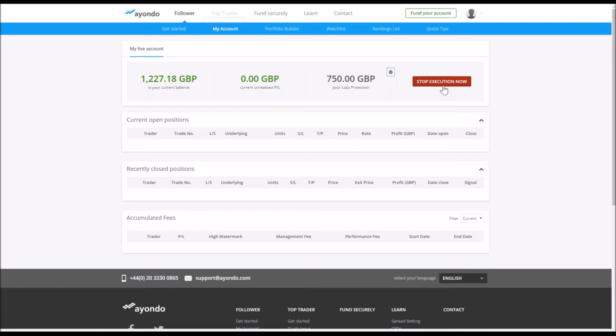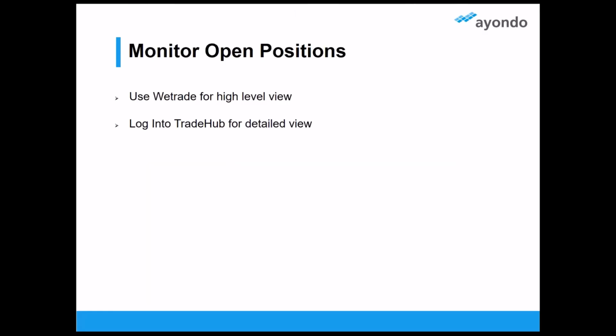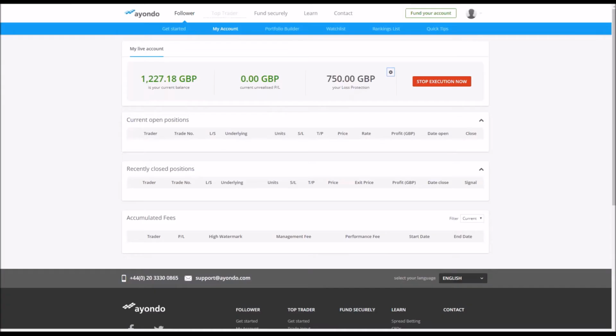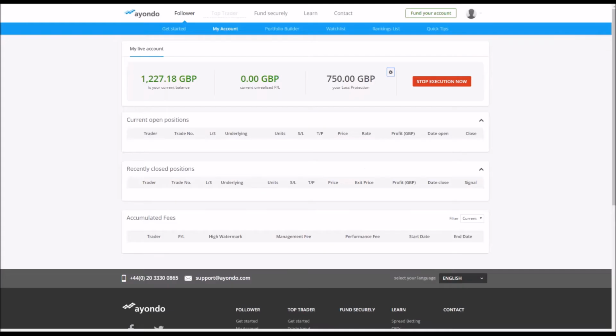Okay, so that's it. We're up and running now. Just waiting for someone to do a trade. They might not do a trade this evening. The next thing to look at: when I'm following people, I just use this page here. I just want to see what trades are running, what's going on, what's my open P&L. But there's also a way we can look at a more detailed view, and that's using Trade Hub. So we're going to do that now.